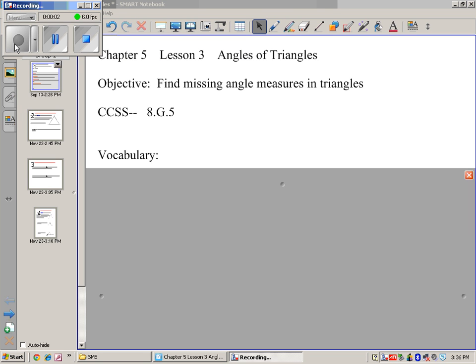Okay, welcome to Chapter 5, Lesson 3, Angles of Triangles. Our learning target or objective for this lesson is to find missing angle measures in triangles.